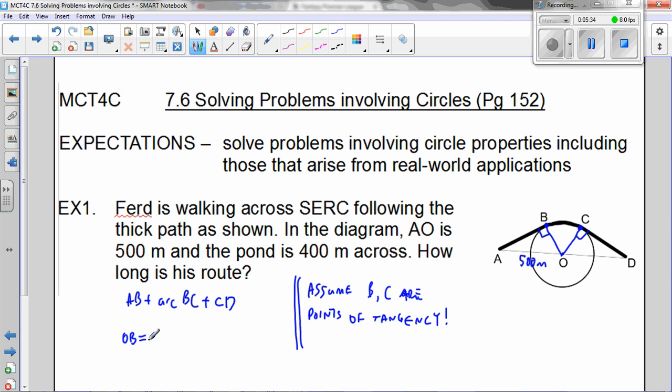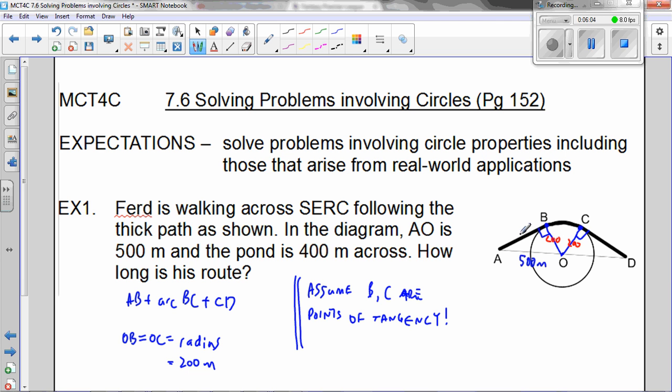OB is equal to OC, which is a radius, right? And the radius, so the diameter here is 400. So how much is a radius? A radius is 200, right? That's 200 meters. This here. So I'm going to do that in a different color just to have it stand out. This is 200. This is 200. Well, notice what do we got there?